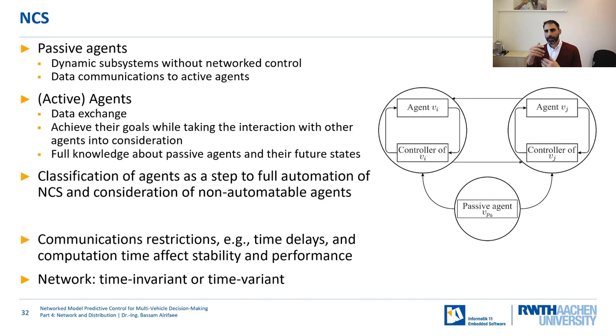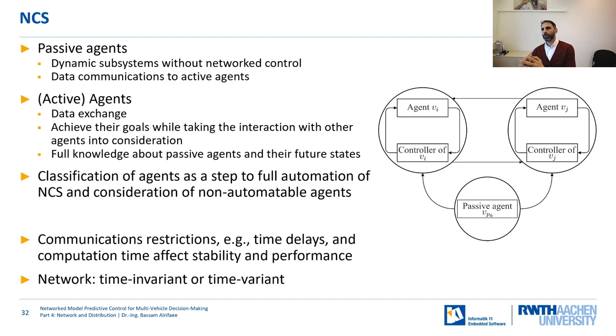So they have somehow to tell the active agents that they are there. And this communication shouldn't be only real wireless communication between vehicles, for example. It could also be the perception system of the active agent. So the active agent could detect the passive agent. So in each case, the active agents should have knowledge about the passive agents.